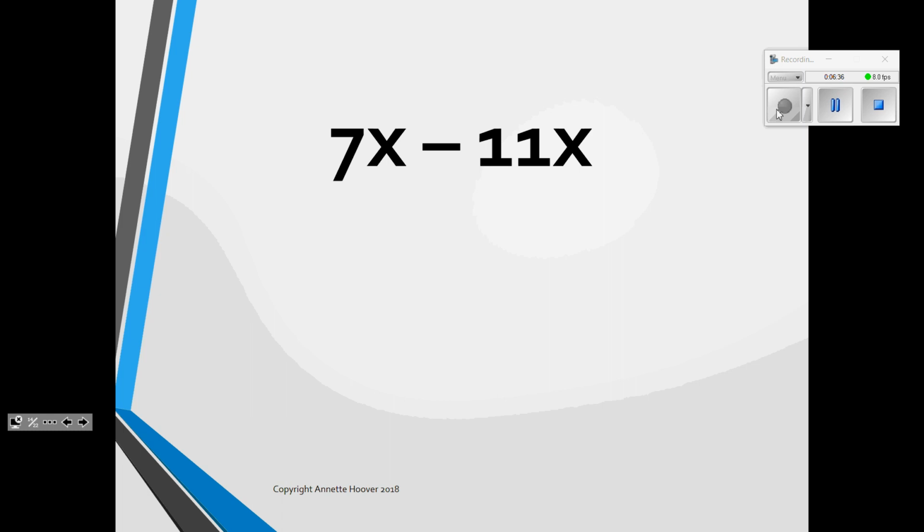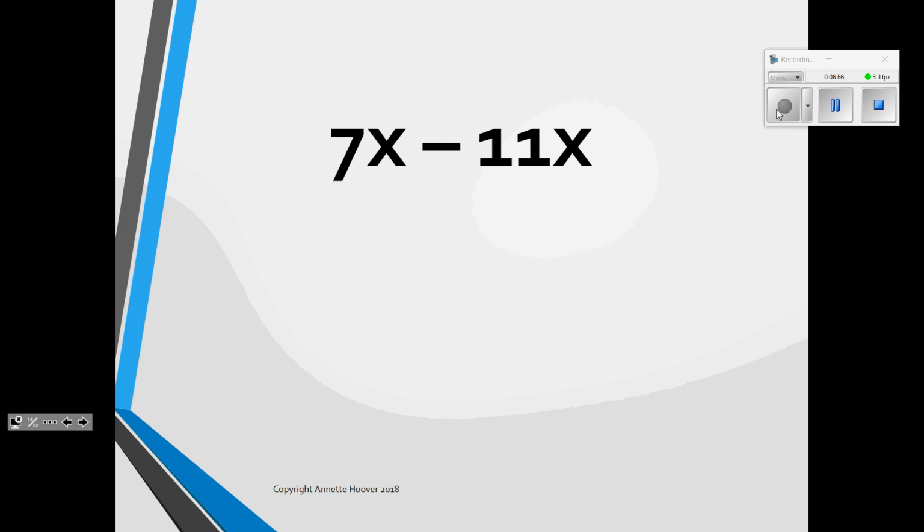Now let's start looking at some algebraic expressions here. We have 7x minus 11x. We call these like terms. X is representing an unknown number. Since that unknown number is the same number for both terms, we can add those two terms together.